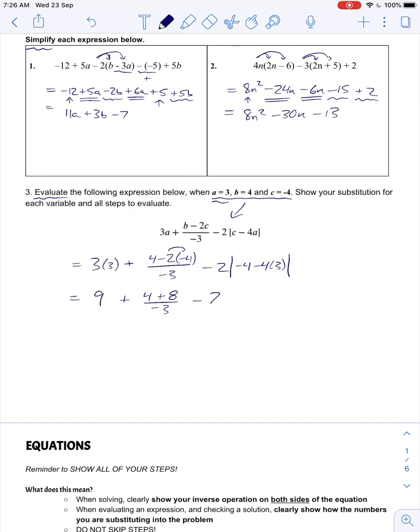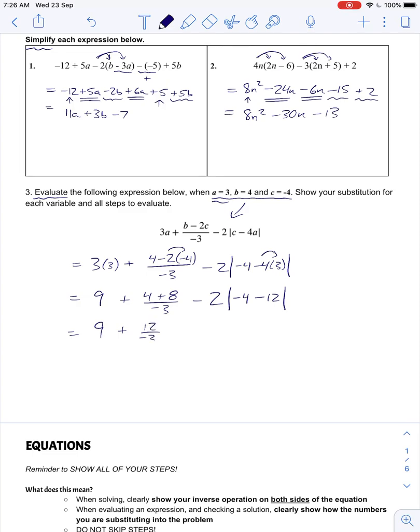And then my last term, I've got minus 2. And then in the absolute values, that's going to be negative 4. Minus 4 times positive 3 gives me a minus 12. You notice I'm not doing too much on any one step. Okay, that's where errors creep in when we try to do that. So this is going to become 9 plus, and I'm going to add the numerator.